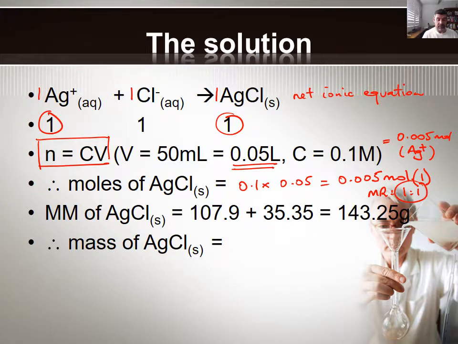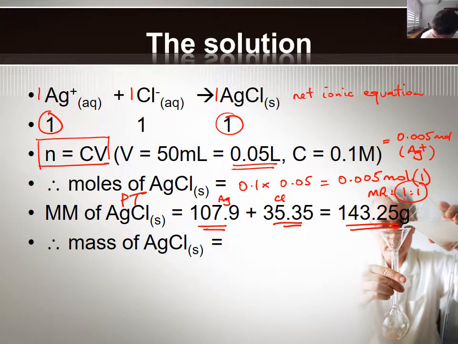The molar mass of the silver chloride is going to be 107.9, and again you want your periodic table to do this, 107.9 plus 35.45, so this is silver and this is chlorine, just taken straight from the periodic table. That gives us a mass of 143.25. Now I'm just going to have to grab a calculator in order to do this last little bit, because I can't do this in my head, but I'm going to put 0.005 and multiply that by 143.25, and that's going to give me my final answer.